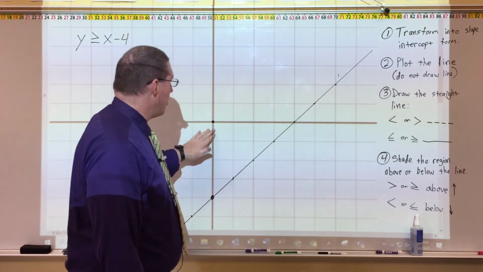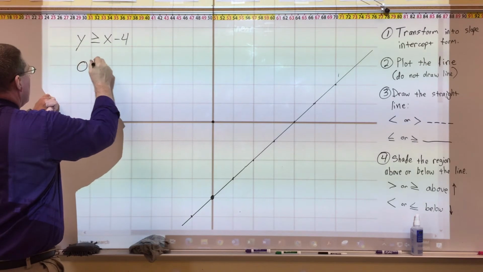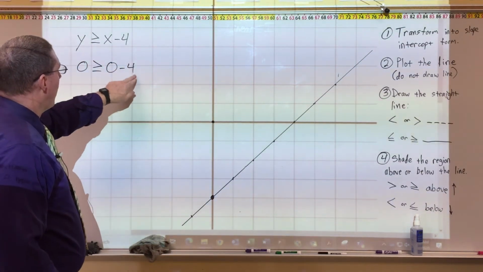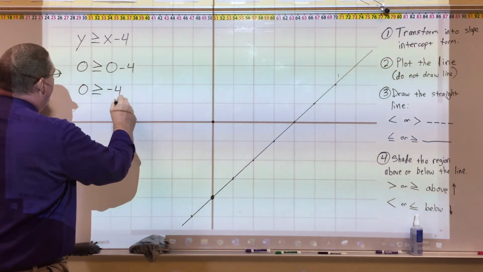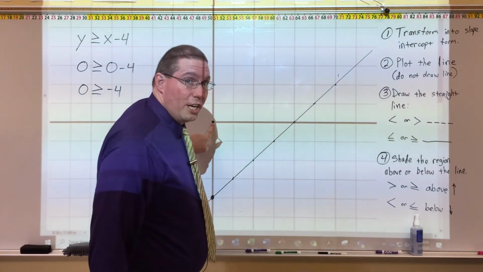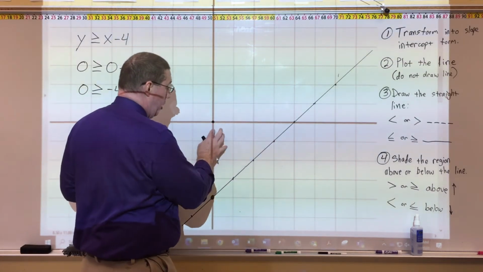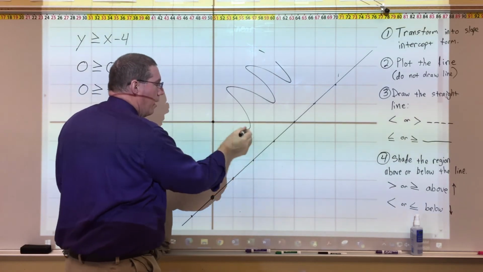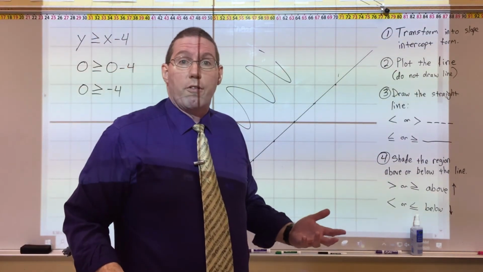If we put in a 0 for x and a 0 for y, we get 0 is greater than or equal to 0 minus 4. And what is 0 minus 4? That's negative 4. Is 0 greater than or equal to negative 4? It sure is, and that means the origin is in the solution region, which is on the upper side of the line, so this is the side that we would shade. All right, let's do a few more examples.